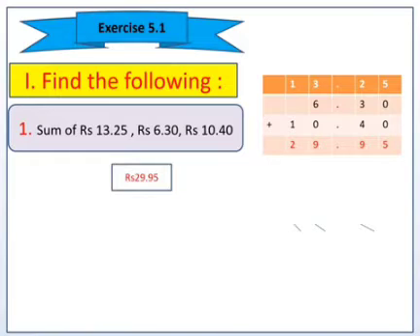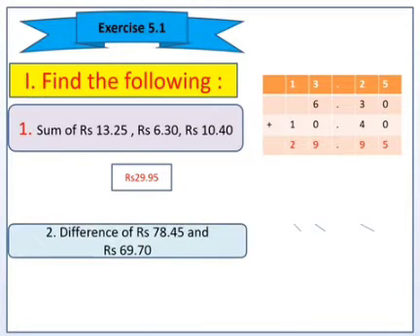Difference of rupees 78.45 and rupees 69.70. What is the meaning of difference? Difference means subtraction. So the first step is you need to arrange the numbers properly. Take the greater number first, 78.45, that is 78 rupees 45 paise. Put the sign, minus sign, and below that 69.70, that is 69 rupees 70 paise.